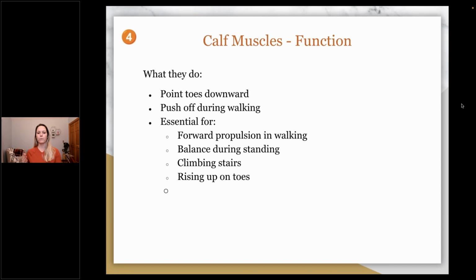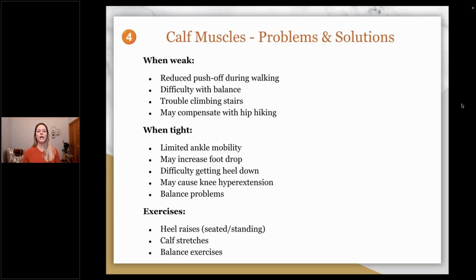So it's essential for propelling us, propulsion in moving in a forward direction, staying balanced during standing and walking, climbing stairs, and rising up on our toes. So when our calf muscles are weak, you will notice that pushing off as you're walking forward during a gait cycle can be challenging. You have difficulty with balance, difficulty climbing stairs. You may compensate with hip hiking, and I'll demonstrate what that looks like too.